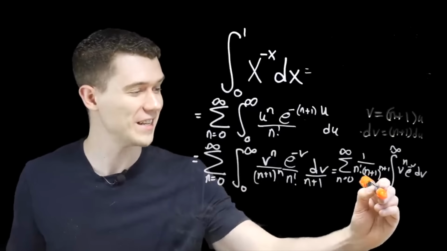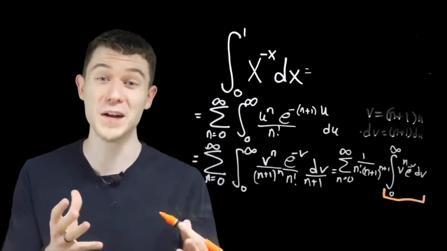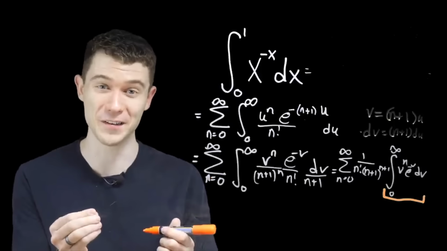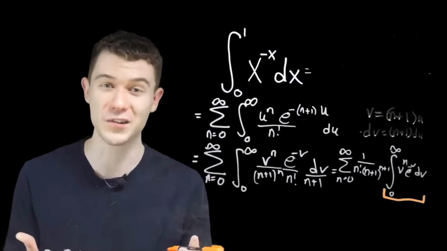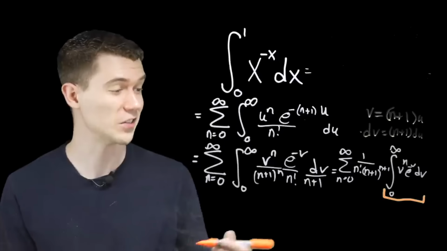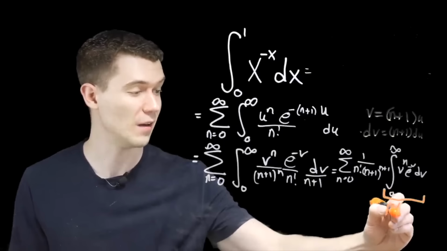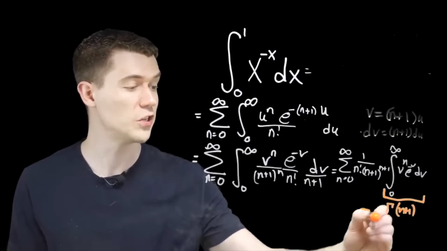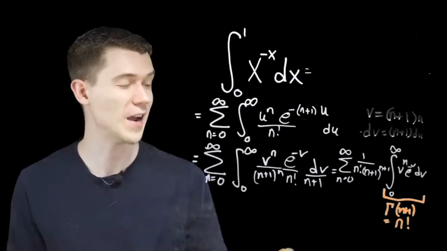What is this integral? Astute mathematicians might recognize this as the gamma function, the generalized factorial function. This actually is gamma of n plus 1, which is equal to n factorial.